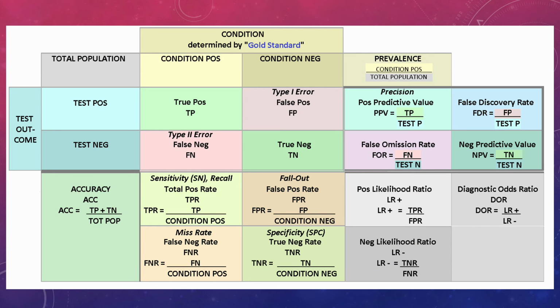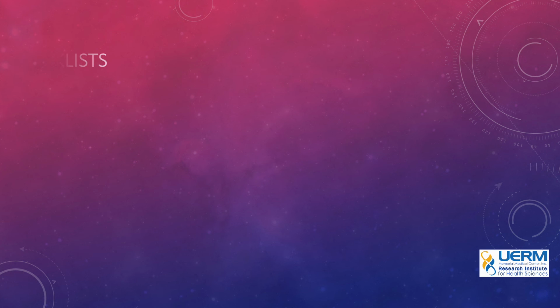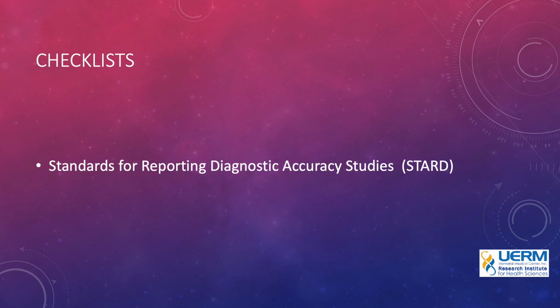So again, this is the 2 by 2 table, and I think we have explained and tackled this in depth during our preceptorial sessions. Diagnostic accuracy tests also have a checklist. It's called the Standards for Reporting Diagnostic Accuracy Studies, or the STARD, and it is a 30-item checklist identified by an international expert group of methodologists.